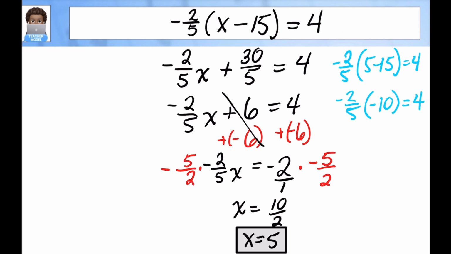Okay, and now we're going to multiply these out. Negative 2/5 times 10 over 1, negative 10 over 1 is negative 20. Or, sorry, positive 20. The negative times negative is positive. So 20 over 5 is equal to 4, and that is a true statement. 4 is equal to 4.